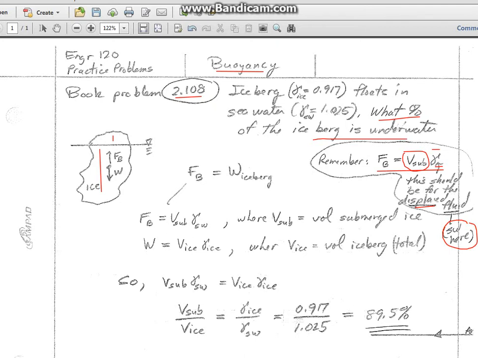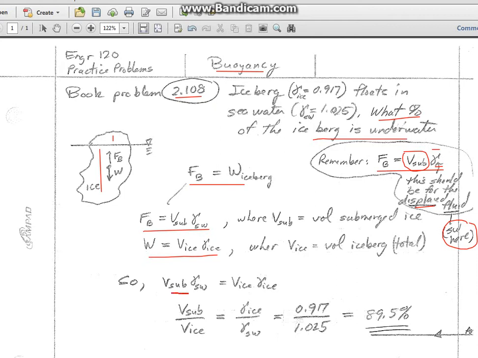In that case, because it's a static problem, we just have an equilibrium between these forces. Buoyancy force is equal to the weight. And so buoyancy force is here. Weight is the volume of the ice times the gamma of the ice.